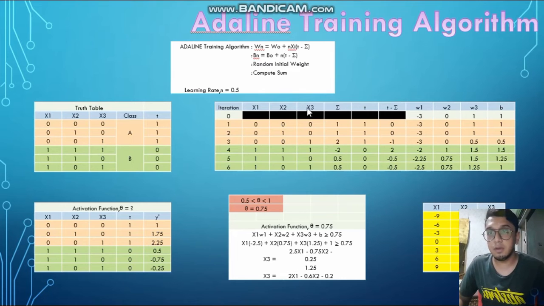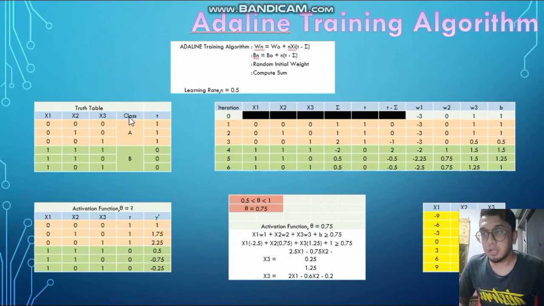So in this project we have been provided a truth table. In this truth table we have three inputs, which are s1, s2, s3, and then we have also been provided the number of t, and then the class of the truth table, which is A and B. So okay, we proceed to the iteration.